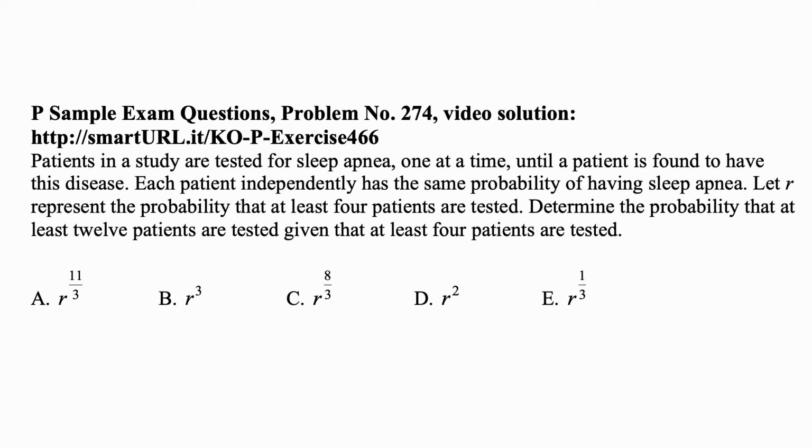Here's a problem for today for exam P on probability. Patients in a study are tested for sleep apnea one at a time until the patient is found to have this disease. Each patient independently has the same probability of having sleep apnea. Let R represent the probability that at least 4 patients are tested. Determine the probability that at least 12 patients are tested, given that at least 4 patients are tested.